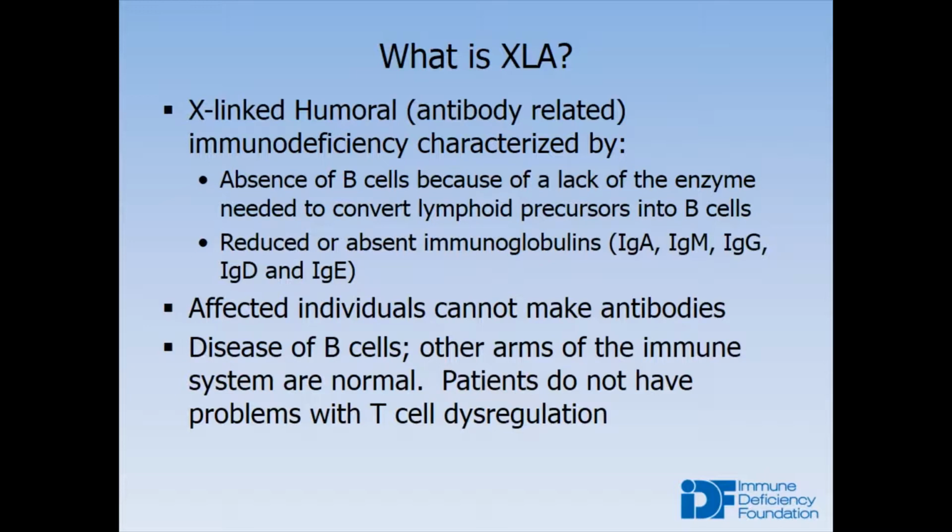Because of this failure to make B cells, you can't make antibodies. You can give all the vaccines you want. You can expose people to all the germs that you can. They just can't make an antibody response, so they can't protect themselves against those kinds of illnesses. It's important to know that it's a disease of the humoral system, or the B cells. All the other parts of the immune system are intact for the most part for all patients.